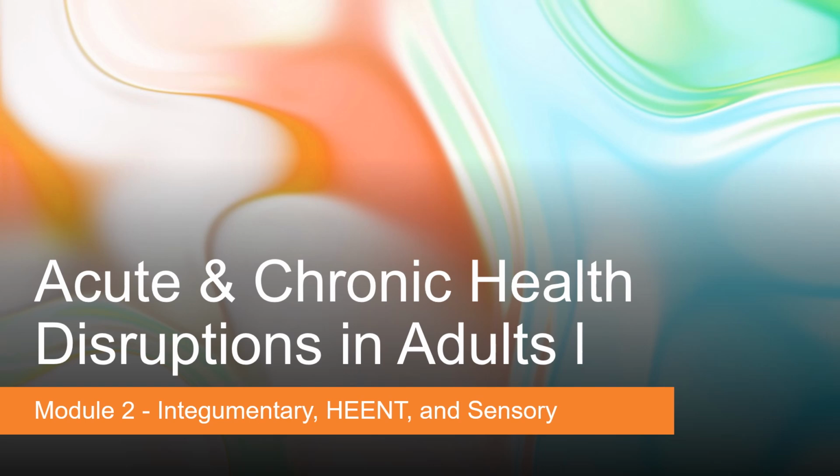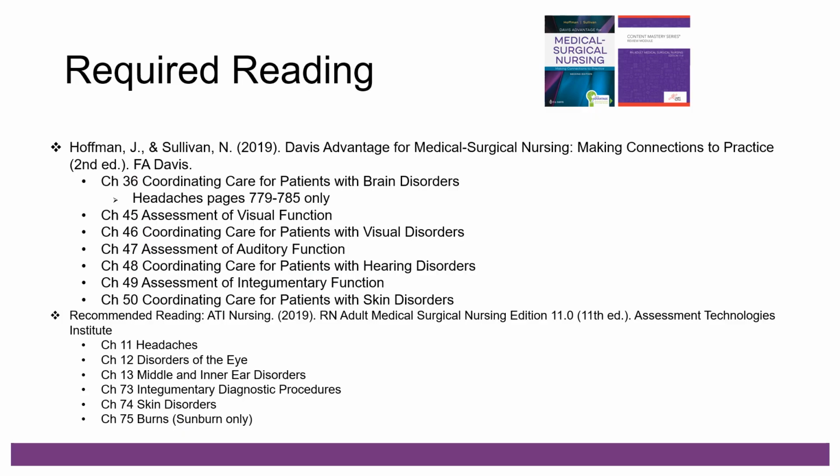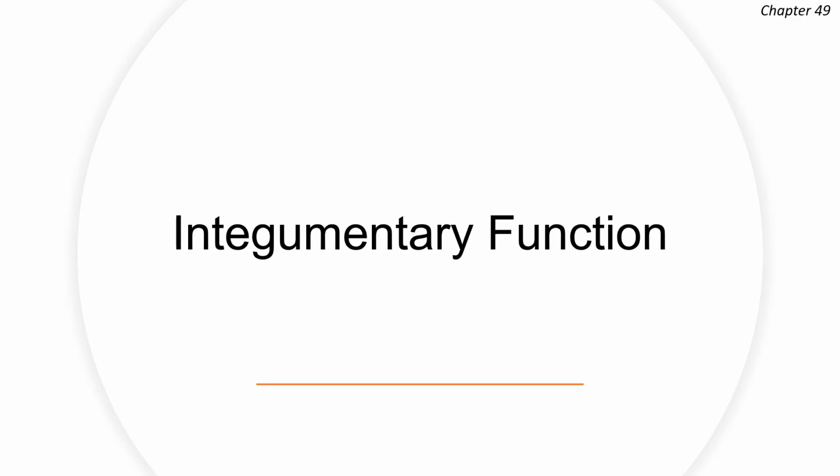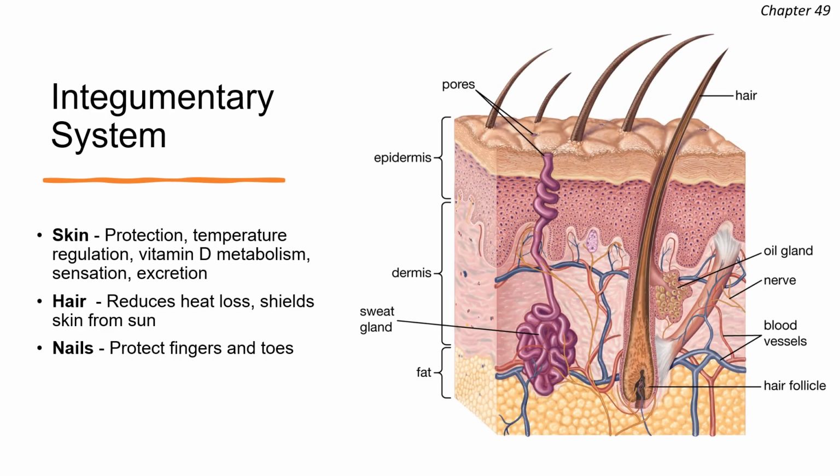Module 2, Integumentary. This is your required readings. We'll be covering chapters 49 and chapter 50 from your Davis textbook. Major concepts, we're going to talk about integumentary function and skin disorders. We're going to start with a brief overview of the integumentary system function.